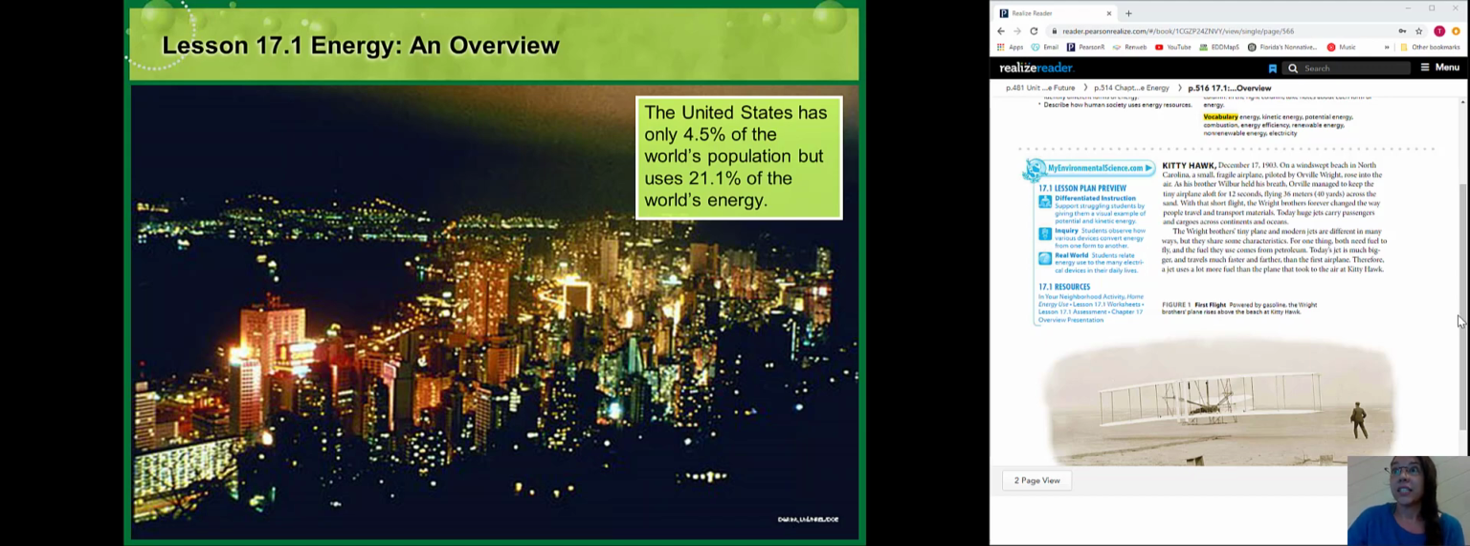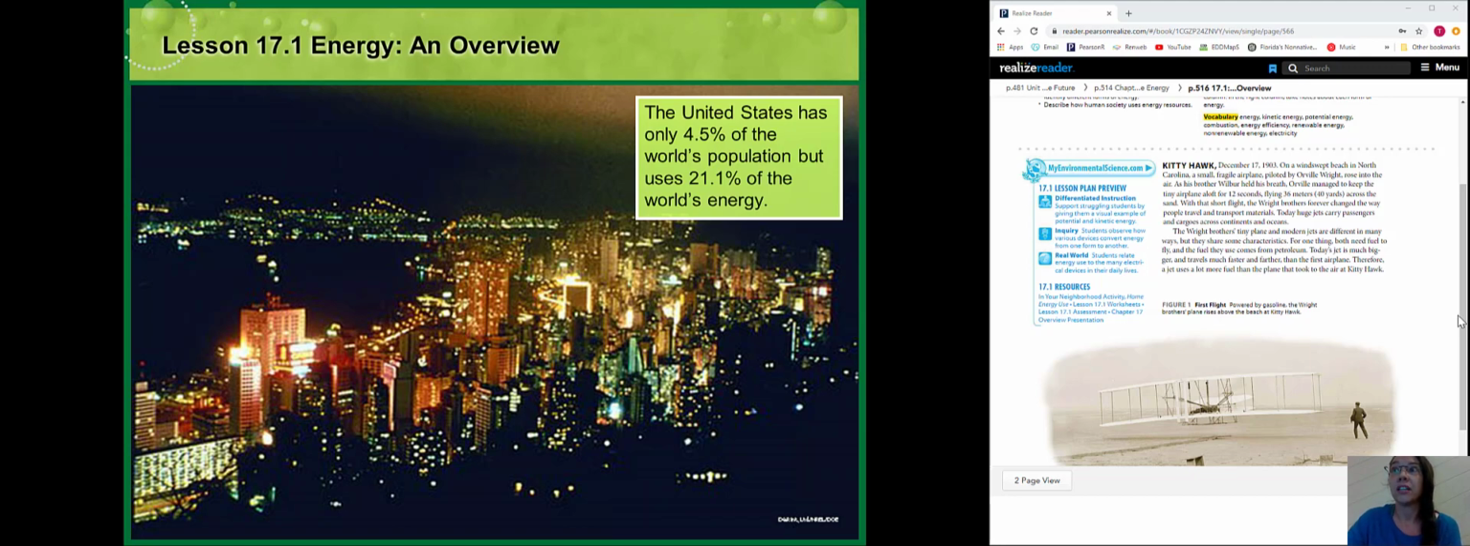So Kitty Hawk, December 17th, 1903. On a wide-swept beach in North Carolina, a small, fragile airplane piloted by Orville Wright rose into the air. As his brother Wilbur held his breath, Orville managed to keep the tiny airplane aloft for 12 seconds, flying 36 meters or 40 yards across the sand. With that short flight, the Wright brothers forever changed the way people travel and transport materials.